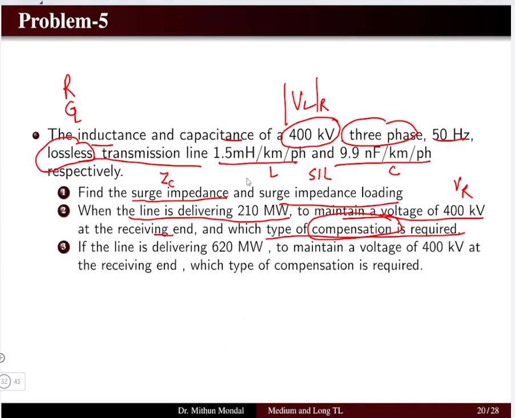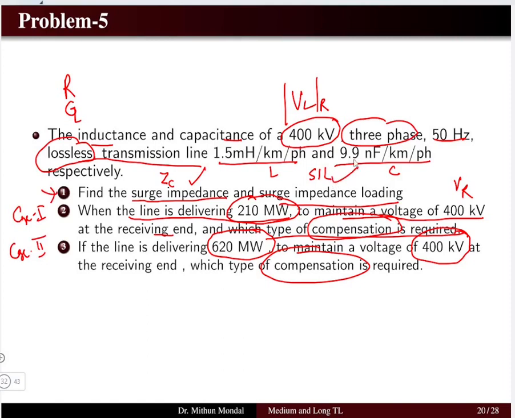We have to calculate this information for 210 megawatt, and in the third case we have 620 megawatt at the receiving end, maintaining the voltage at 400 kV. So what type of compensation is required? These are the two cases, case 1 and case 2, that we have to solve. The two cases will depend upon the first one, that is the surge impedance and surge impedance loading. So let us see how to solve this.